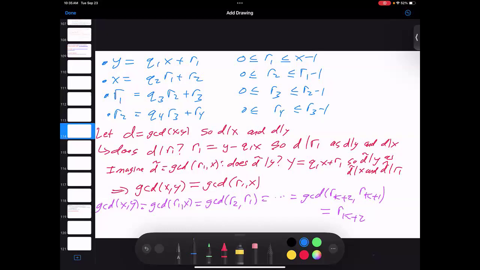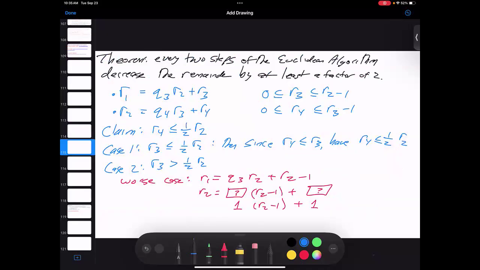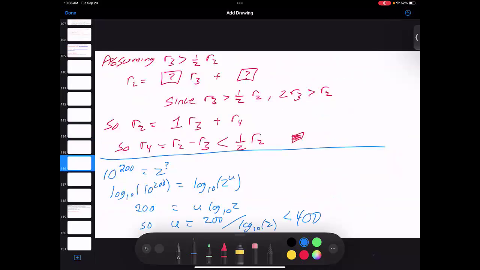But now we notice that every time we go 2 iterations, we decrease by at least 50%. All of a sudden now, to get to 10 to the 200, if every time we're doubling where we are, that's less than 400 steps. A computer can do 400 steps without any trouble. This is what makes RSA possible.